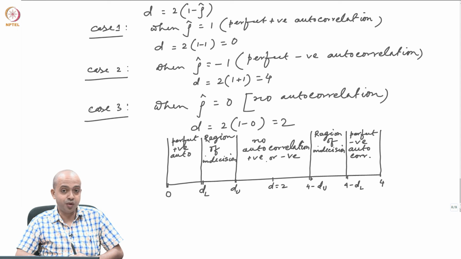But please keep in mind that the Durbin-Watson test procedure can detect only first order autocorrelation, whether there is AR1 or not, because they assume the data generating process is a Markov first order autoregressive process. It cannot determine the presence of higher order autocorrelation. Okay.